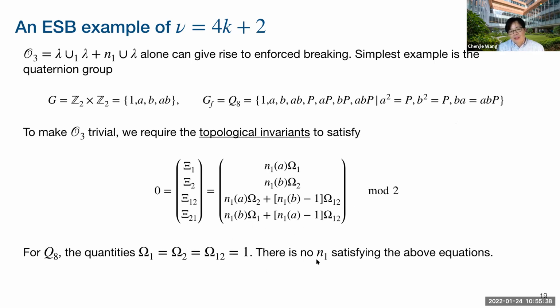You ask whether there is a solution for N1 or not. Remember here, we have 4 equations, but only 2 variables. N1 itself is a function, and this function is determined by 2 elements: the value of generator A and the value of generator B. So there are 2 variables and 4 equations. In general, we expect that there may not be solutions, and this is indeed the case for the quaternion group.